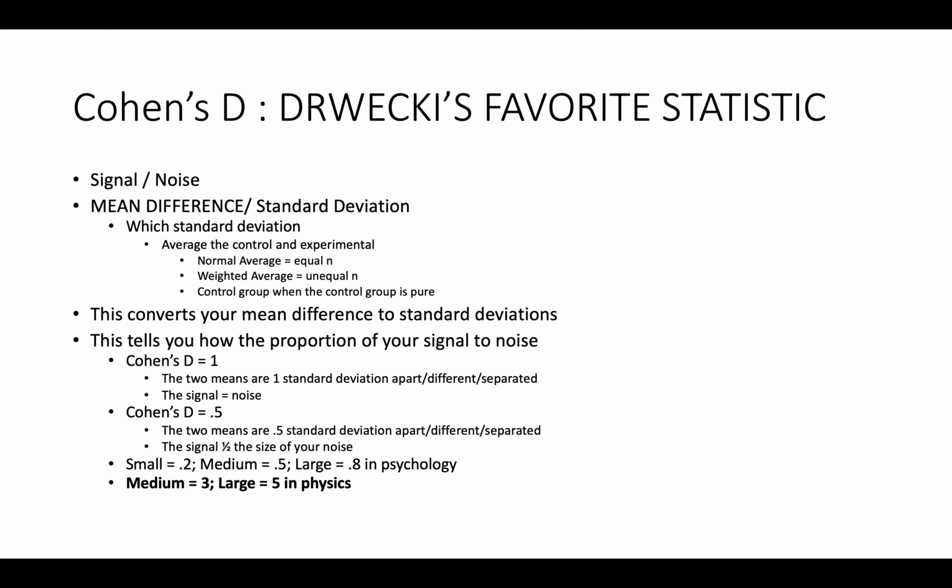But for today's discussion, remember, this is my favorite statistic. So let me just give you the quick final summary. It's a signal to noise ratio that tells you how many standard deviations apart the two means are. So if you look at a Cohen's d of 1, your two means are 1 standard deviation apart, your signal is equal to your noise. If your Cohen's d is 0.5, your two means are half a standard deviation apart, and your signal is half the size of the noise.